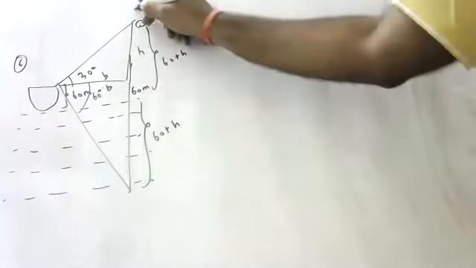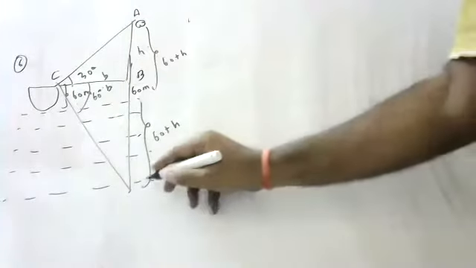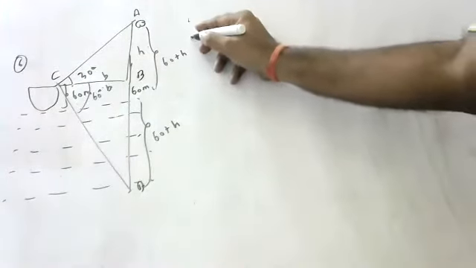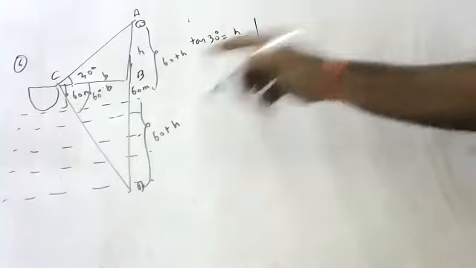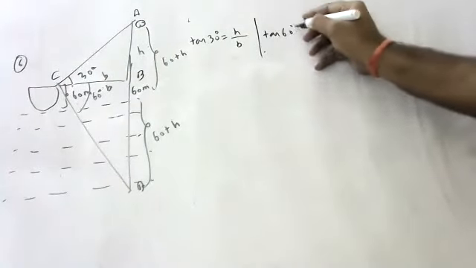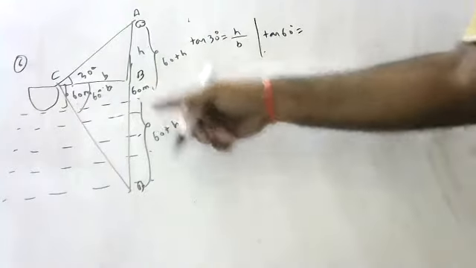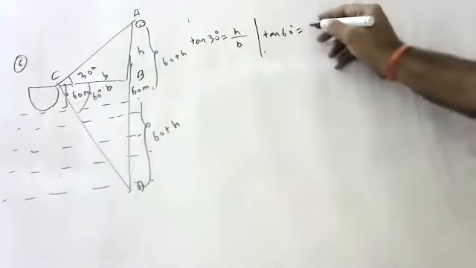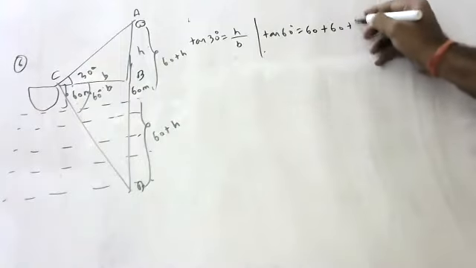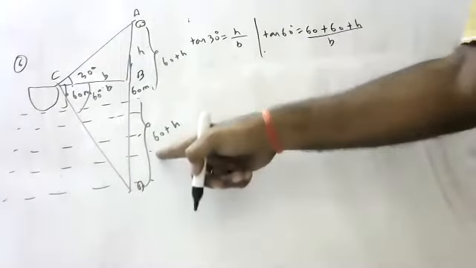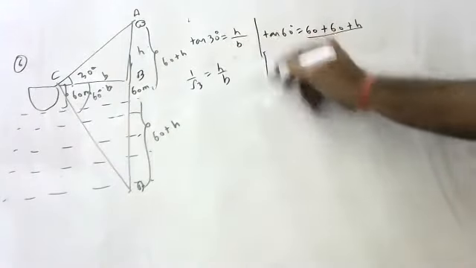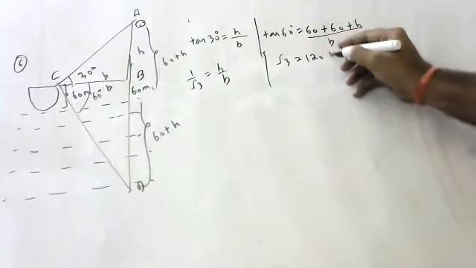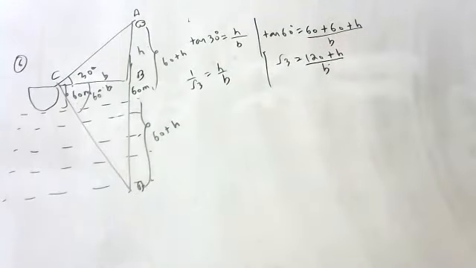Vaishnavi, can you tell? Yes, sir. tan 30 equals h by b. tan 60 equals (60 plus 60 plus h) by b, that is (120 plus h) by b. So 1 by root 3 is equal to h by b, and root 3 is equal to (120 plus h) by b.